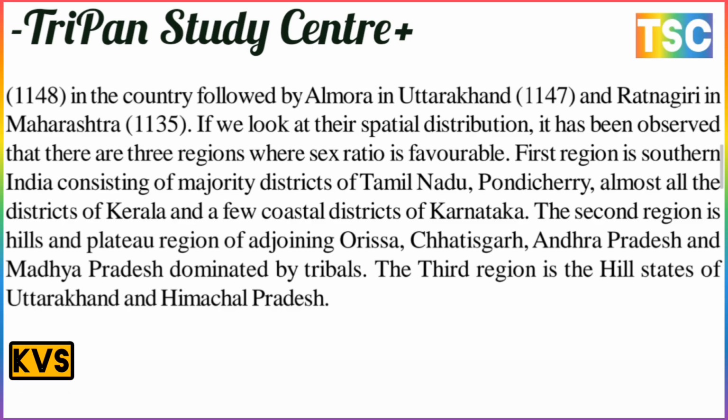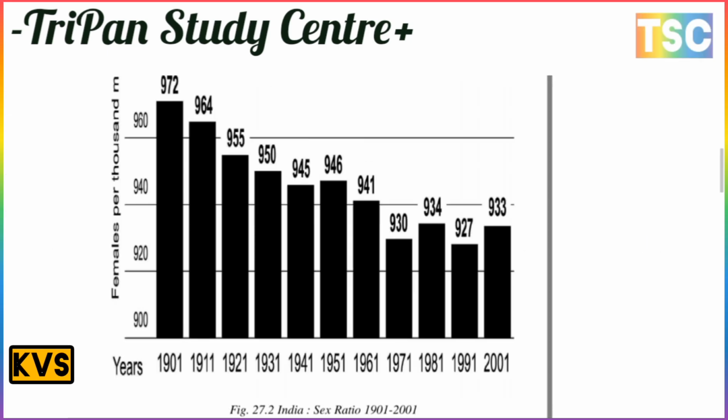Now come to the graph. There is a most important graph shown on your screen. It shows India's sex ratio from 1901 to 2001. In 1901 the sex ratio was females per thousand males. In 1971 there were only 930. And there is a decrease: in 1991 only 927, but in 2001 there are 933.